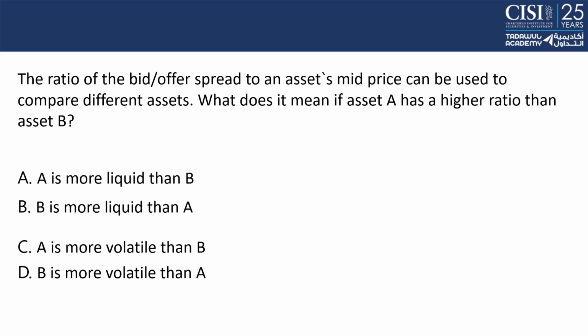The ratio of the bid offer spread to an asset's mid price can be used to compare different assets. What does it mean if asset A has a higher ratio than asset B? A is more liquid than B, or B is more liquid than A, or A is more volatile than B, or B is more volatile than A.